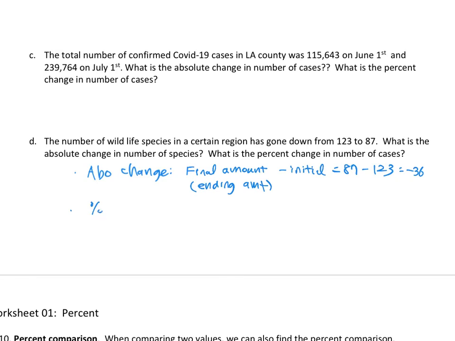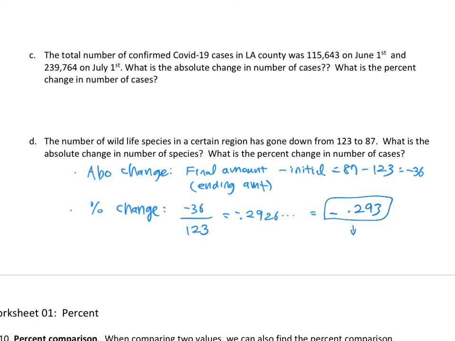So what's the percent change? Again, the initial amount is going to serve as our base amount. So basically it's negative 36 over the base, which is 123. If you calculate this out, you're going to get negative 0.2926. Usually with percent, I go 3 digits, so I'm going to round off to negative 0.293. So again, if I want to convert that into percent, I can multiply by 100, move my decimal 2 to the right. So that's 29.3%. Negative. It's negative because it's gone down, right?